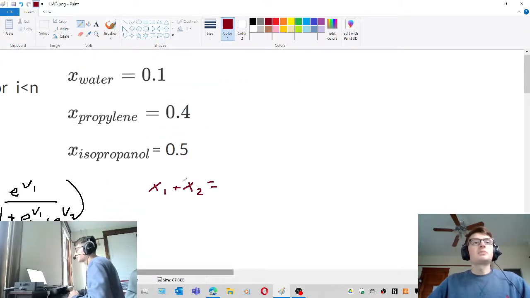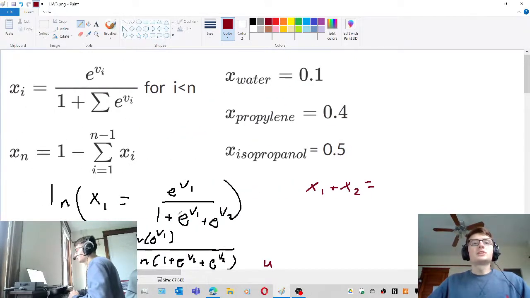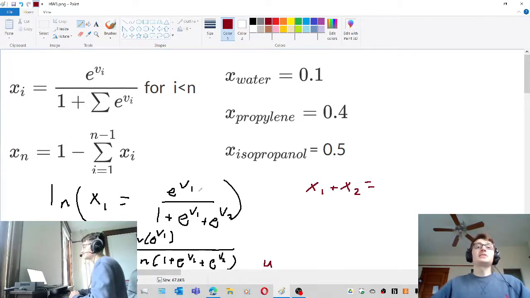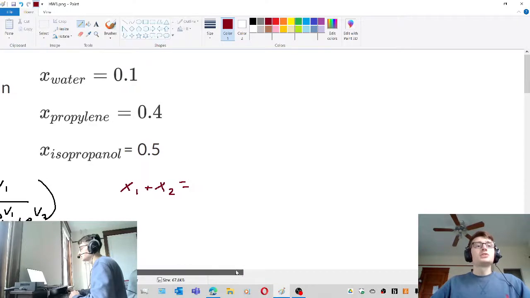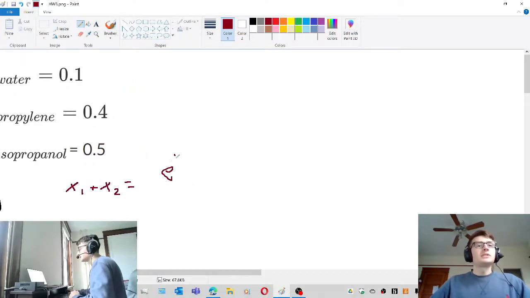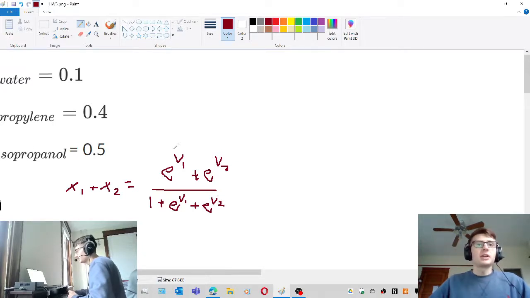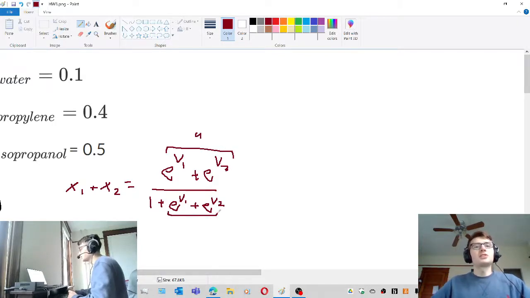But I know that x1 plus x2 is going to be what? Well, it's going to have the same denominator, but e to the v1 plus e to the v2 on top. So let me write that out. It's e to the v1 plus e to the v2 over 1 plus e to the v1 plus e to the v2. So that's all sweet. You'll see that this is u, and probably a lot of you are starting to see where I'm going with this. This down here is also u.